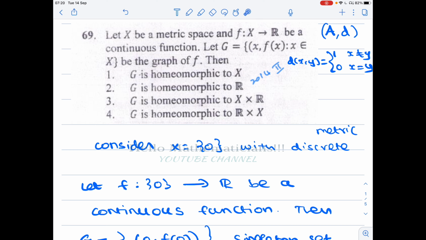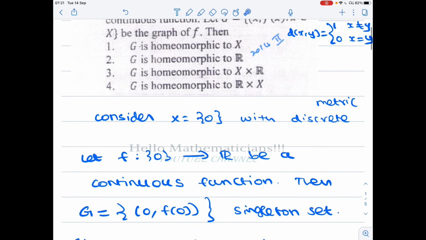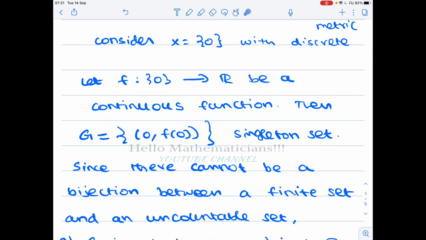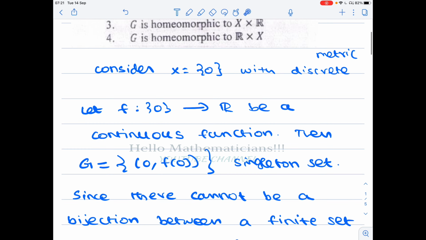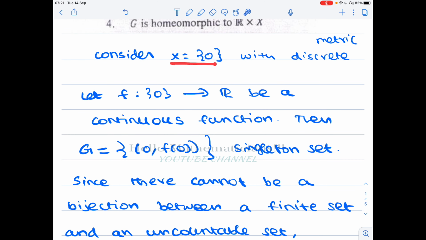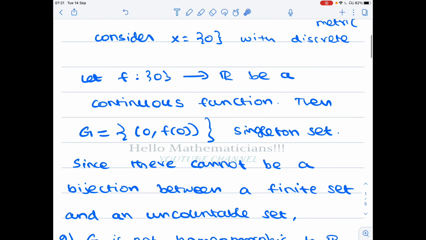So we take X to be a finite set with the discrete metric, and we're going to see how the set G looks. Using that observation, we can eliminate options and prove the correct option theoretically. So let's see. Consider X equal to singleton {0}, a one element set. As I said above, we can make this single element set into a metric space by defining the discrete metric on this set.